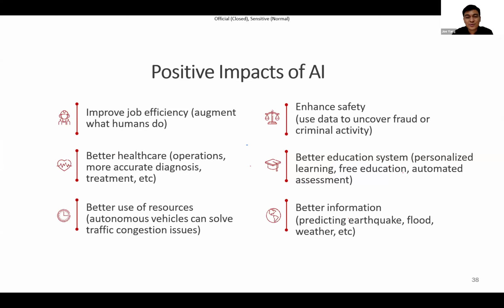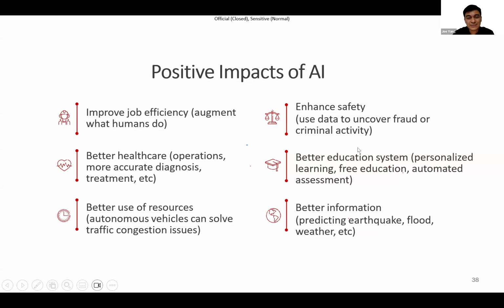Next, better healthcare. Today with AI, machines can detect, for example, cancer cells or other issues and errors in the human body very easily. And better use of resources. For example, today with AI and autonomous vehicles, they can solve traffic congestion and route to the safest, shortest path. Enhanced safety: AI in financial industries or cybersecurity can detect or uncover fraud and criminal activities.